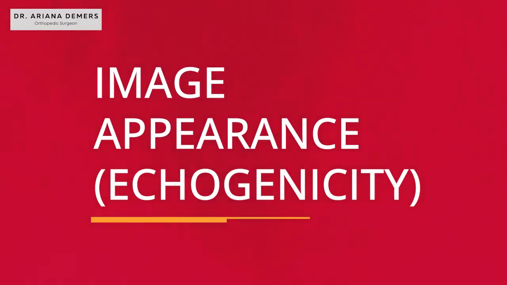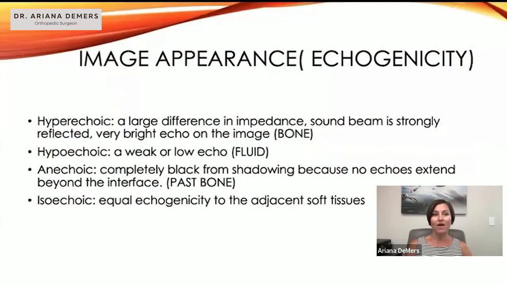Additionally, we talk about image appearance. So we have hyperechoic, which is a large difference between the impedance. This beam is strongly reflected and you have a very bright echo. It's just going to be this bright white line. Usually that's how bone appears. Hypoechoic is a very weak or low echo signal, like fluid.